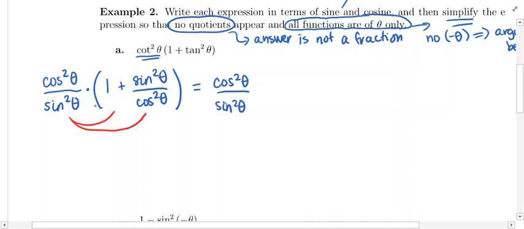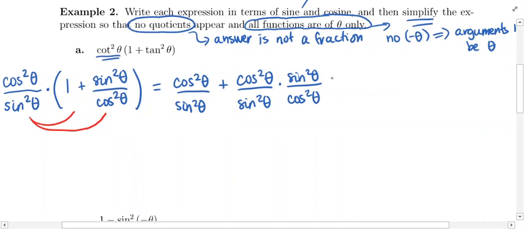Okay, and then we'll keep the plus sign in the middle, and then we're going to have to multiply cosine squared theta over sine squared theta times sine squared theta over cosine squared theta. Okay, so I'm going to write that out. It's always best to write things out. You're less likely to make a mistake. All right, so this is how the distribution occurs. Okay, so let's keep going here.